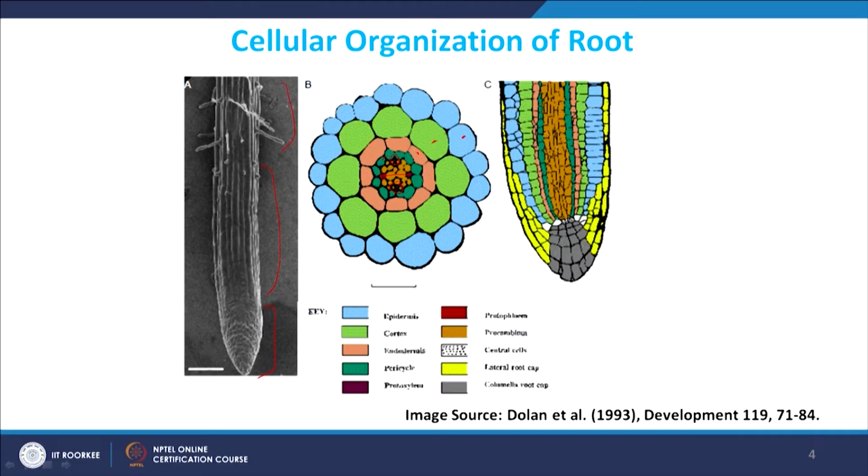This is a longitudinal view, so you can see this is epidermis, cortex, endodermis, pericycle, and the vascular tissues. But apart from that, you have some tissues here which are called columella cells, and these are the lateral root cap. So, all these are part of a particular growing root.